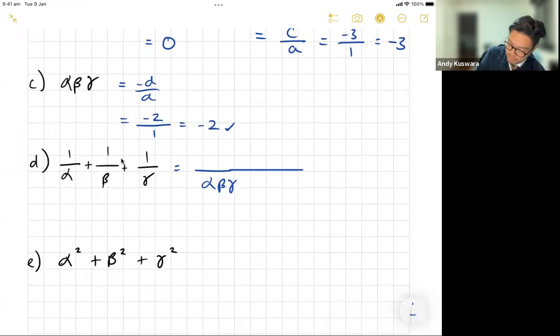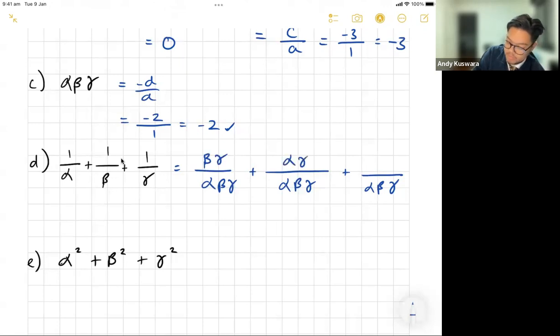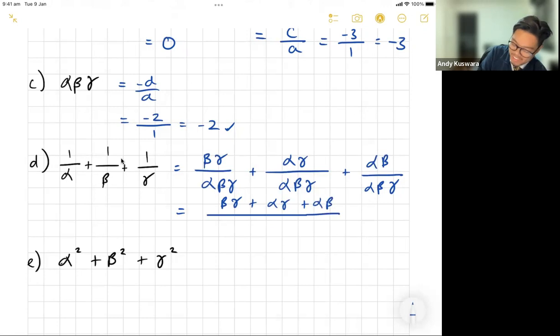Right, so this should be, oh, you know what? Just for this sake here, let's actually write this out. Alpha, beta, gamma plus alpha, beta, gamma. Okay, now if I was to fix up these tops here, this should be beta gamma plus alpha gamma plus alpha beta. Okay, now to clean this up, this would be beta alpha plus alpha gamma plus alpha beta, sorry, over alpha beta gamma.